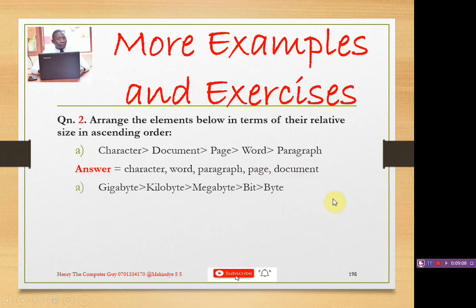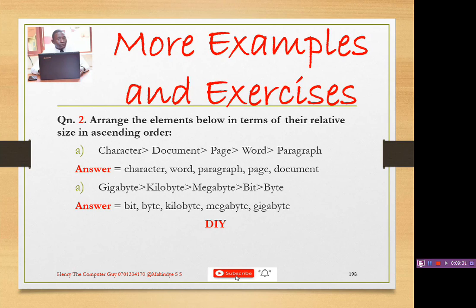We continue. They have GB, kilobyte, megabyte, bit, and byte. What is smaller there? It's the one we have to begin with. Of course, it has to be the bit. Then we come to the byte, kilobyte, megabyte, gigabyte, as we have seen them already. Then we continue. This one you are going to do yourself.